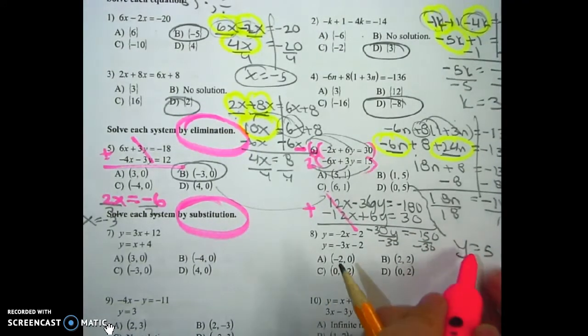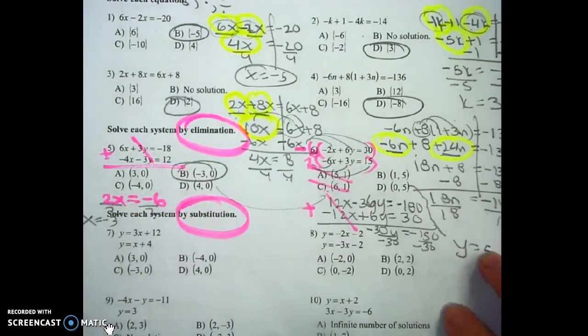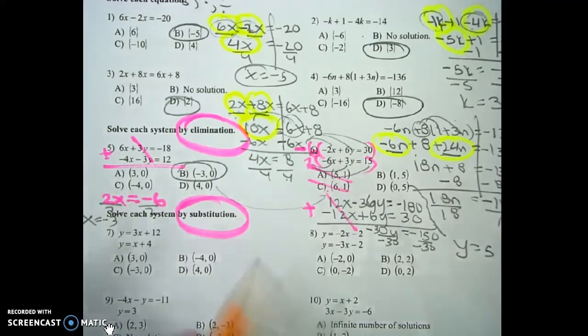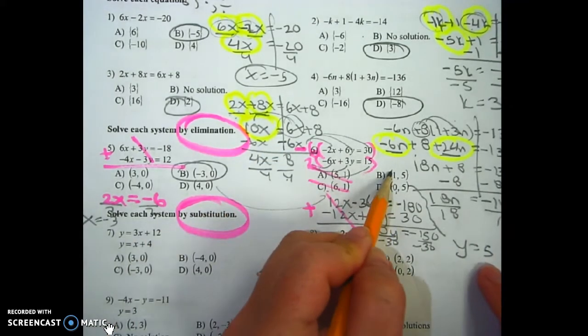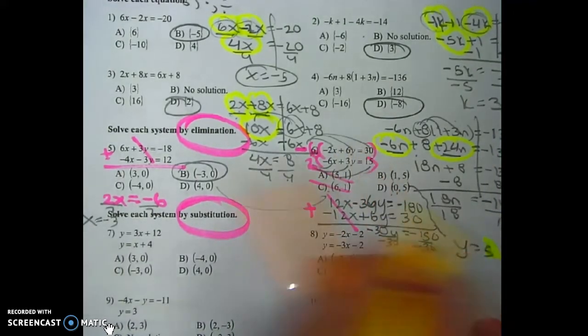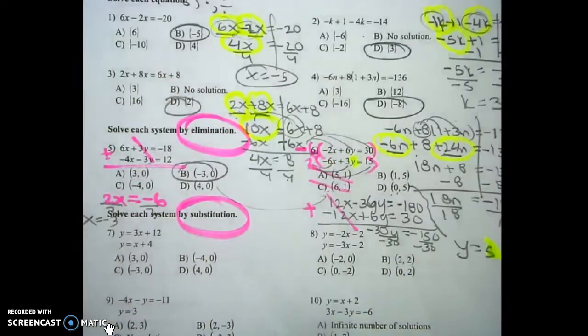Since I see that y equals 5, I know it can't be A or C. So now I know that it's B or D. So what I'm going to do now is just test the x's because I know it's either 1 or 5. So I'm going to put the 5 right here in for the y. It doesn't matter which y I pick.